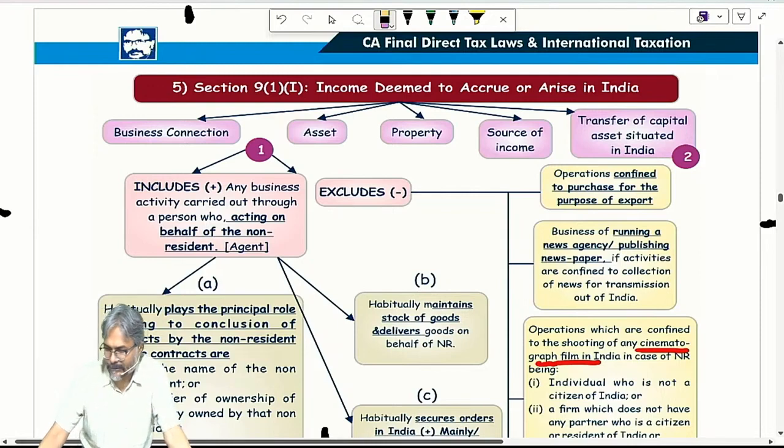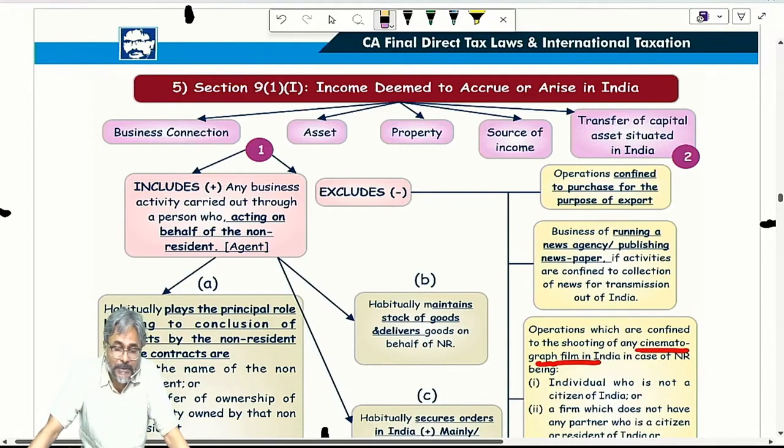Now students, in the last lecture we introduced ourselves to this concept of business connection in India. This was the last point that we discussed. So the entire point of the discussion and the negotiation is this: what is the business connection, students?